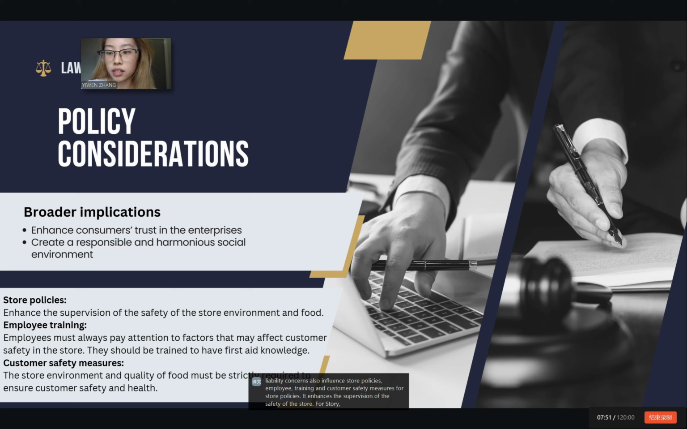For store policies, it enhances the supervision of the safety of the store environment and the quality of food. For employee training, employees should be trained to have first aid knowledge to deal with accidents. For customer safety measures, the store environment and quality of food must be strictly required to ensure customer safety and health.